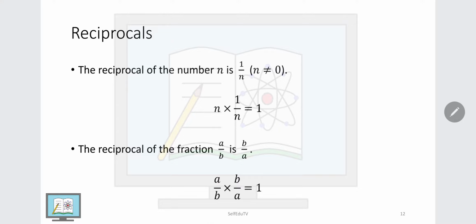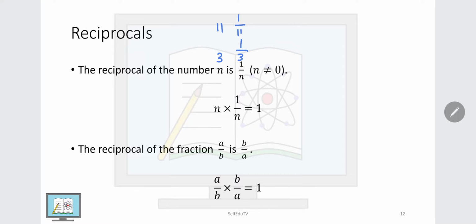What are reciprocals? The reciprocal of the number n is 1/n. So let's say if I say the reciprocal of 3, the reciprocal of 3 will be 1/3. The reciprocal of 11 will be 1/11. As simple as that. The reciprocal of the fraction a/b is b/a.